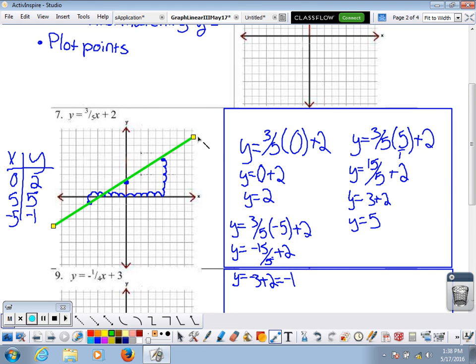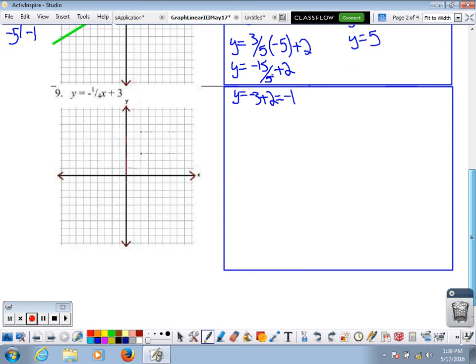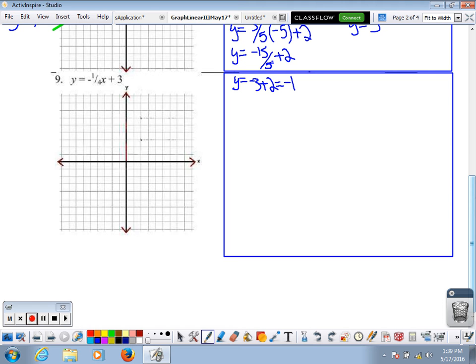Very good. Okay. Here we go. Thank you very much. Okay, the last one. We have y equals negative 1/4 x plus 3. Okay, and Katia is going to graph that using an XY chart.